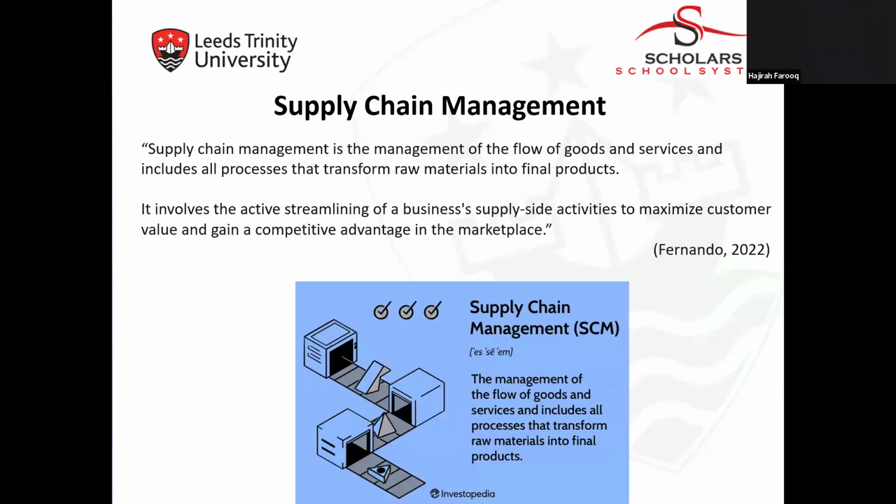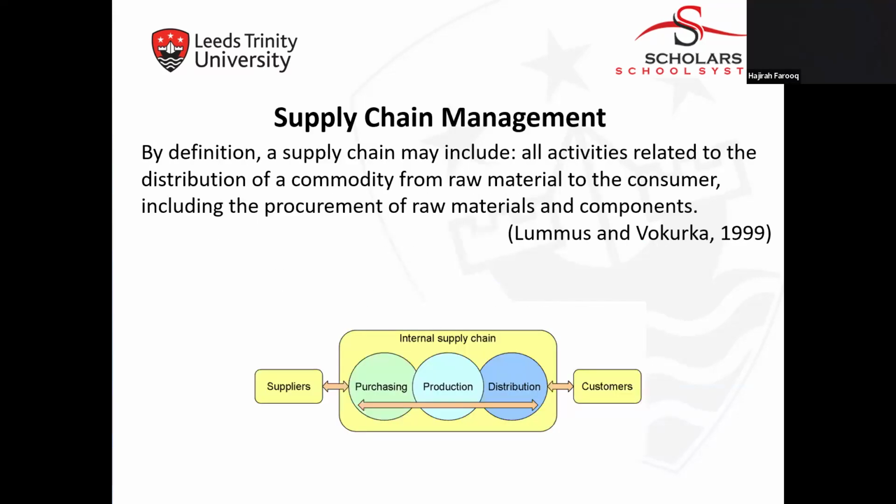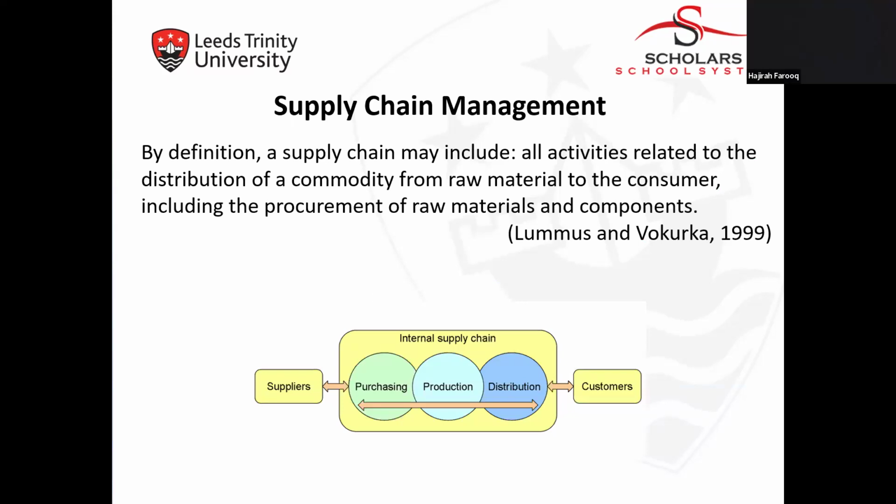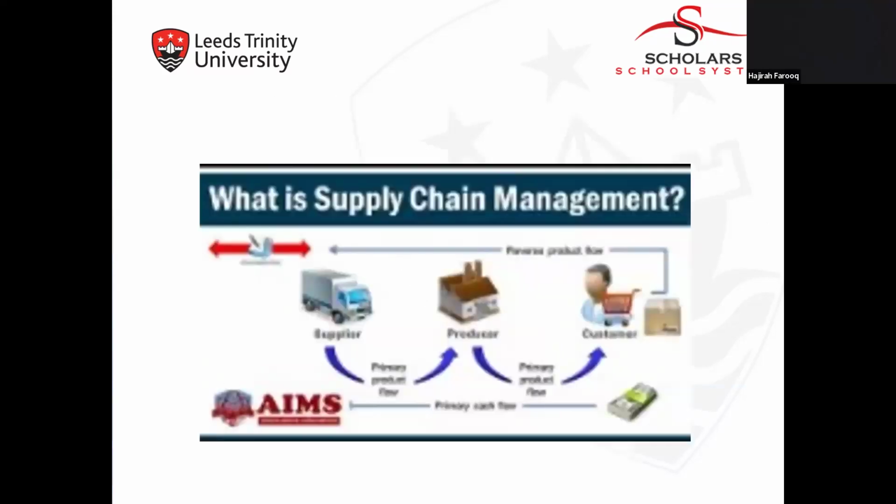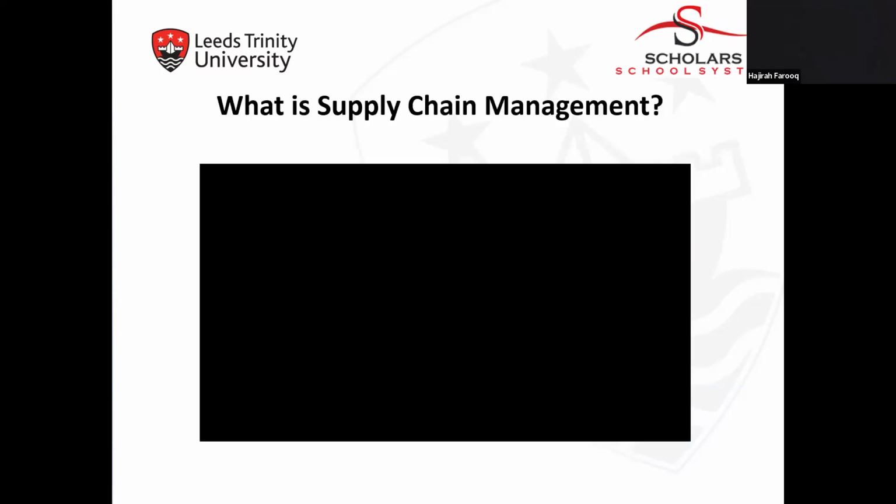So, starting off with supply chain management, we discussed that supply chain management is the management of the flow of goods and services, and it includes all the processes that transform raw materials into final products. It involves the active streamlining of a business's supply side activities to maximize customer value and gain a competitive advantage in the marketplace. Then we further discussed the concept of supply chain management, and we also watched a video regarding this topic, as you can see here.